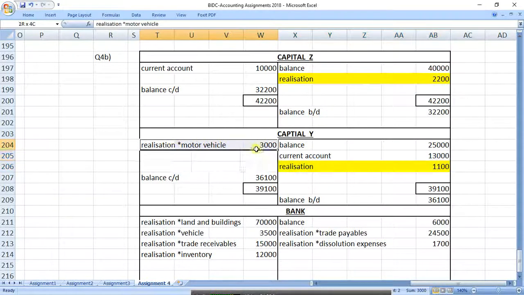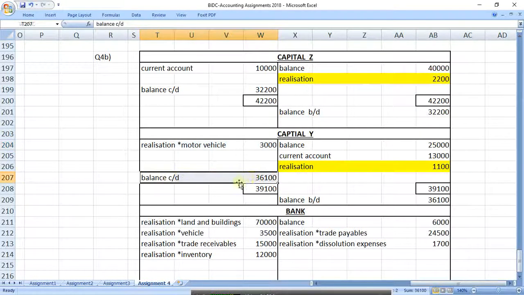This was the motor vehicle they took, 3,000. So realization, motor vehicle, 3,000. Okay, then you had balances. On the debit side, you had a balance carried down, 36,100. The credit side is bigger. Yeah, total 39,100, okay. And then carried down, brought down 36,100.